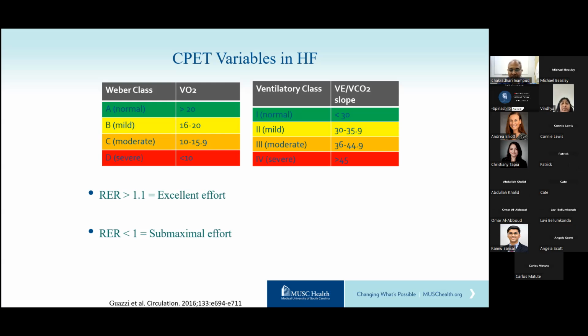Important to understand, for us to interpret the peak VO2, we have to have an RER, which is the respiratory exchange ratio, greater than 1.1, indicative of excellent effort. Now, if your RER is greater than 1, that is adequate effort, but from a professional society guideline recommendation, it's greater than 1.1. And if your RER is less than 1.1, it is submaximal effort, at which time we would need to move on to the VE-VCO2 slope that helps us to understand the prognosis in heart failure patients. If the slope is less than 30, then it's normal. And if it's greater than 45, it's severe.